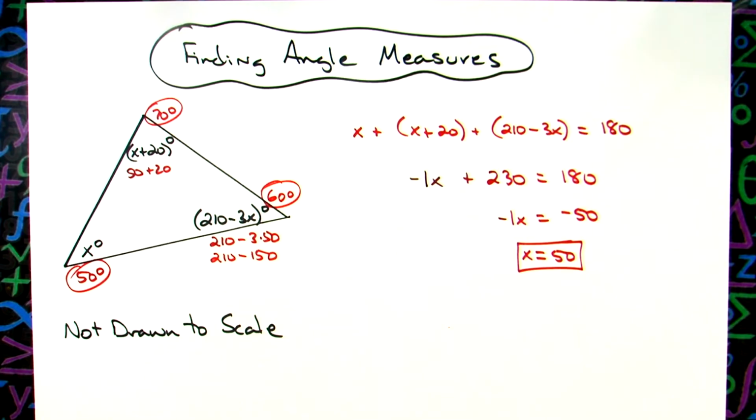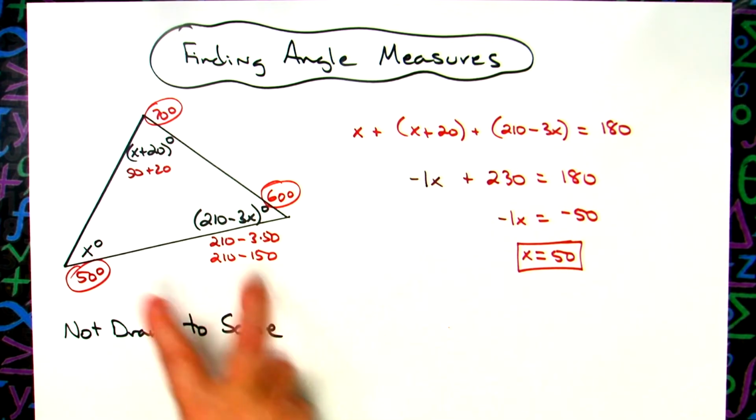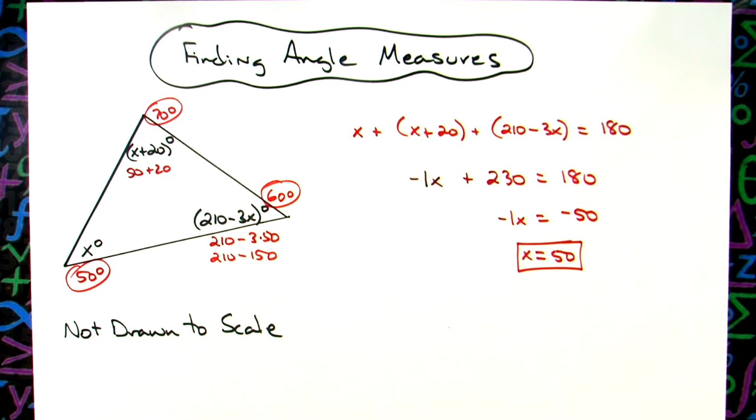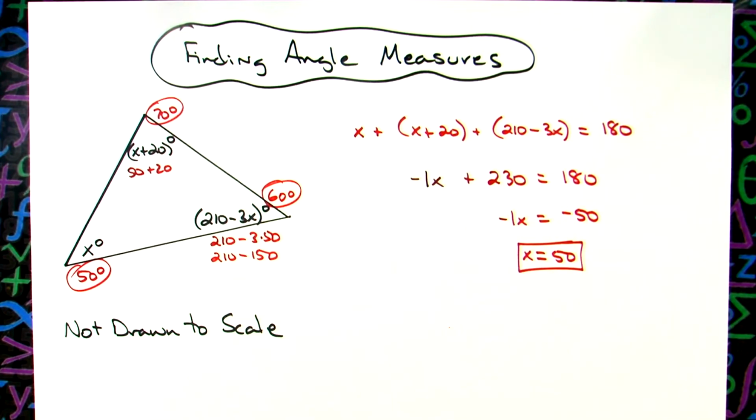So pretty straightforward. You do have to know that the three angles in a triangle add up to 180. So you can take those algebraic representations of those angles, write an equation, and then solve the equation.